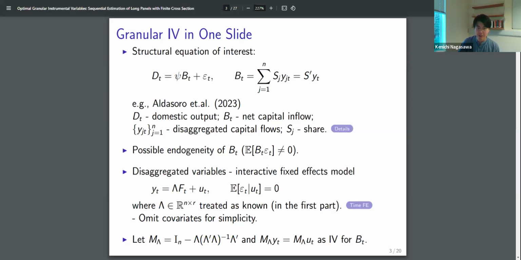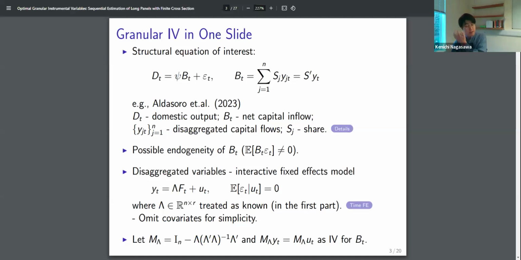So to tackle this endogeneity issue in the granular IV approach, we model the disaggregated capital flows using interactive fixed effects. Here, Y_t is an N times 1 vector. And then we have this usual formulation of the interactive fixed effects model. Here, lambda is the N times R matrix of factor loadings, where R is the number of factors, and F_t is the R times 1 vector.